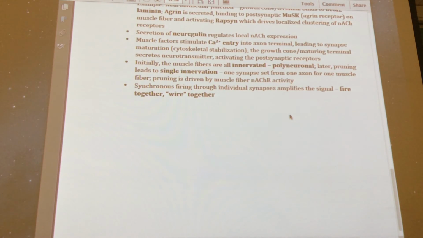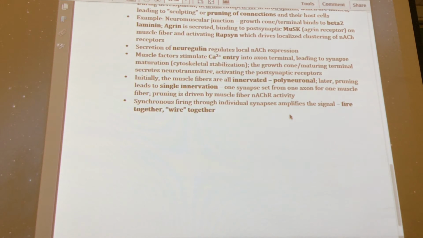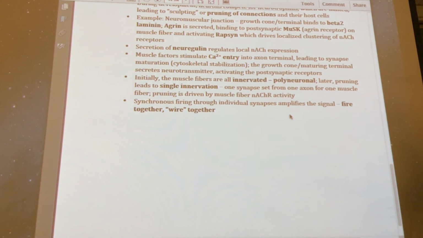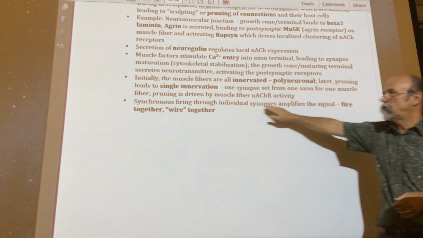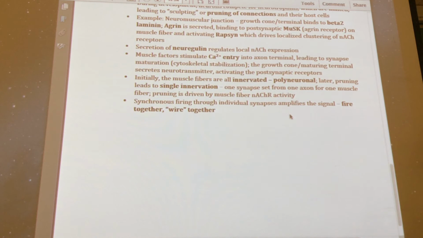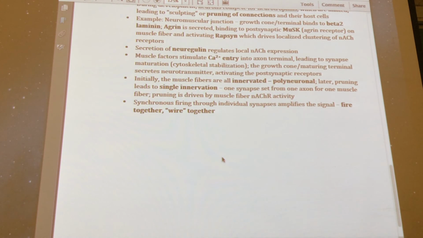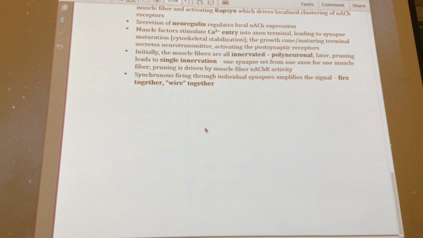All right. Okay, and then lastly, we have the fact that, again, you have this pruning, an example in the neuromuscular innervation, that basically it's all over the place, and then it gets pruned back, so we call that polyinnervation. Eventually it goes to one axon to a synaptic site per muscle fiber, okay? And then the higher order thing in the brain, at the level of synapses in the brain, is that when they are firing in conjunction, that helps to solidify each other. So they talk about this idea of fire together, wire together. Okay.